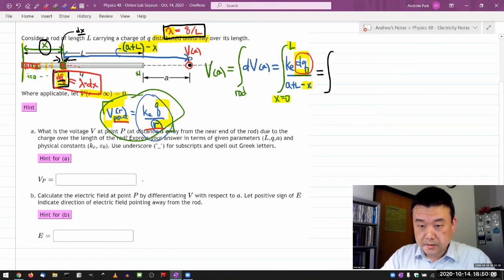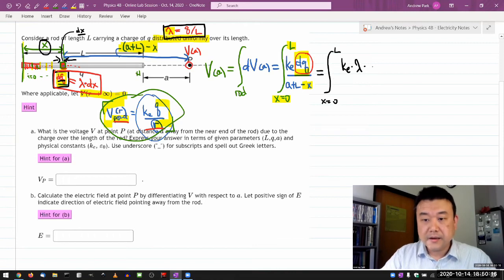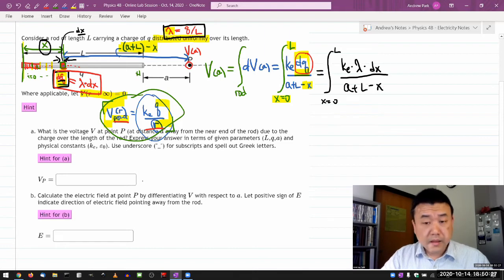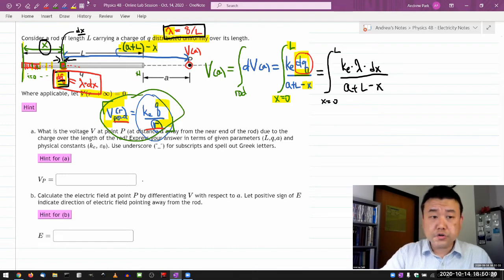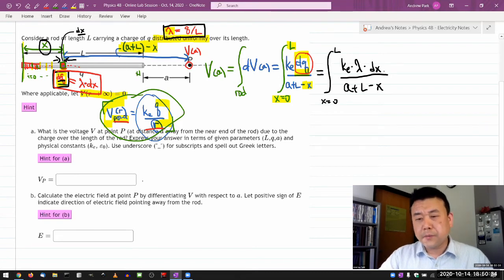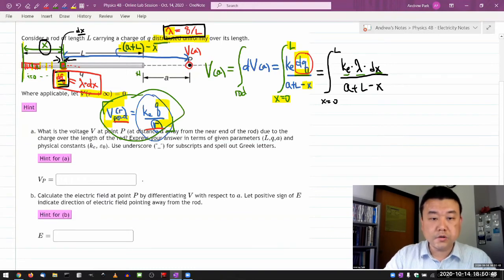So this expression is now equal to ke times the density lambda times the infinitesimal interval dx, over a plus L minus x. And now that is what you expect to see in a correctly set up integral. As a sanity check, make sure that all the parameters other than x are truly constant over the integral. So Coulomb constant, that's constant. Density here is constant because it's distributed uniformly. If it weren't, you'd need to express it as a function of x position, and you would have to deal with that.